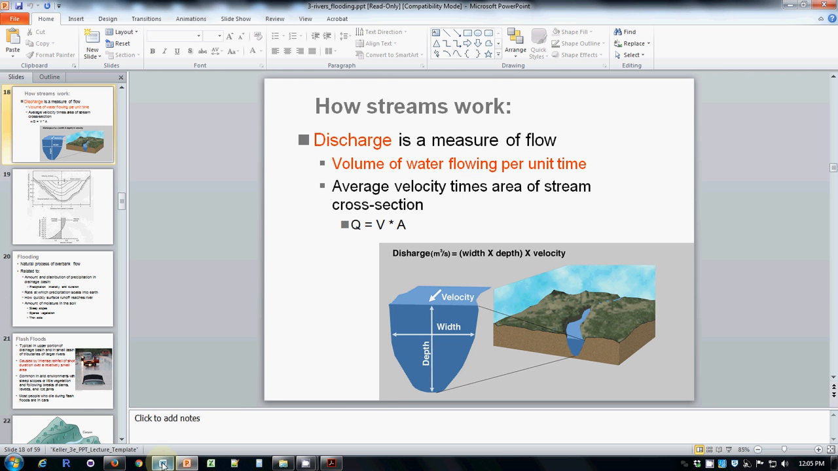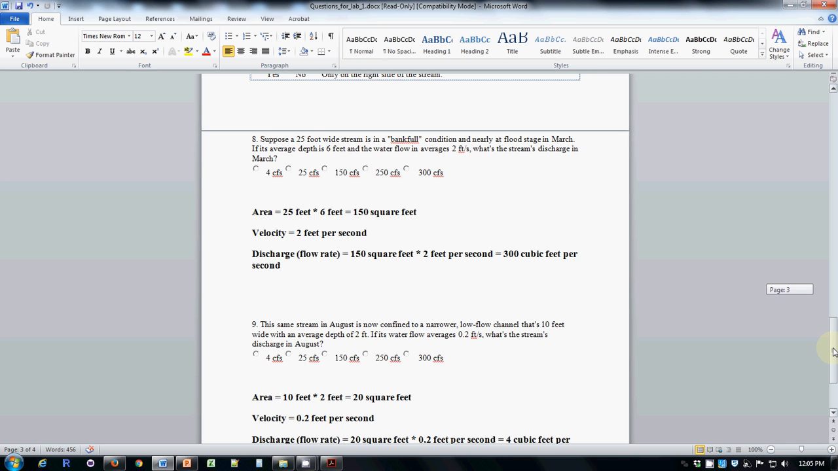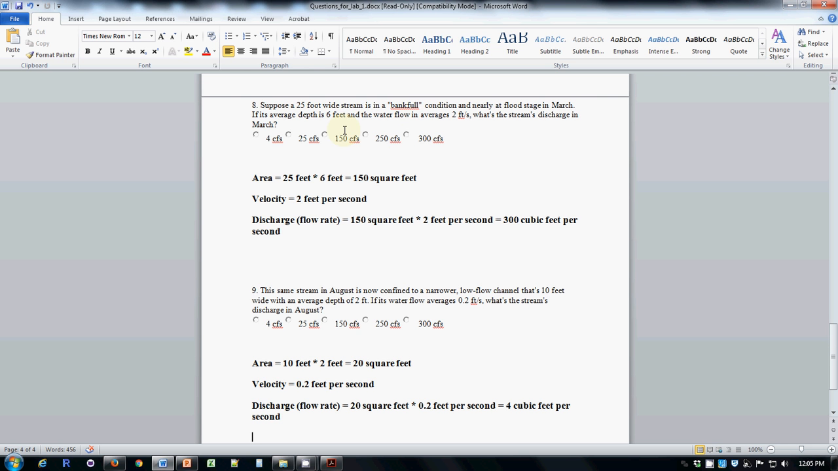And this will be exposed in this part of the laboratory, where we're given a hypothetical stream of 25 feet wide and 6 feet deep, and that means then that the cross-sectional area is 150 square feet, and we're given the velocity, so there's no computation needed there. Then applying the fact that discharge or flow rate is equal to area times velocity, we see that the answer to the first problem is 300 cubic feet per second.